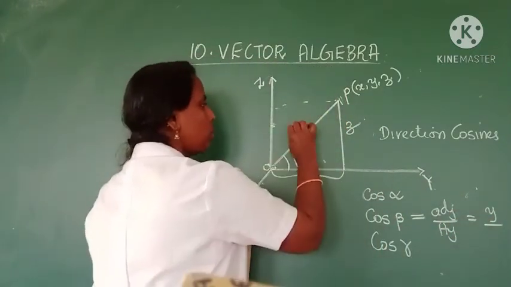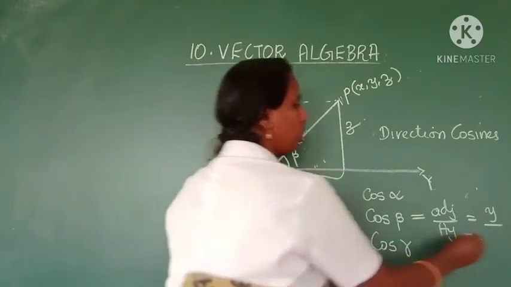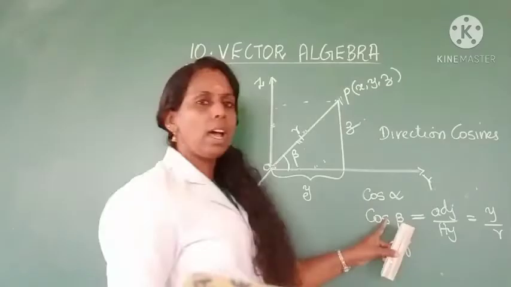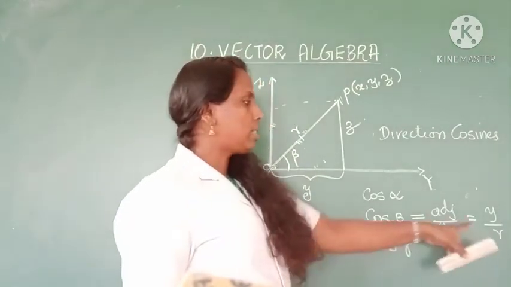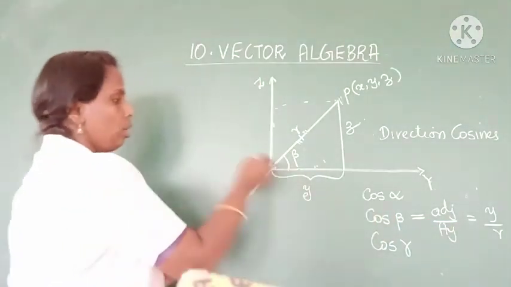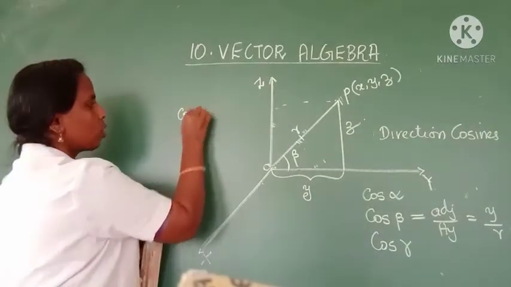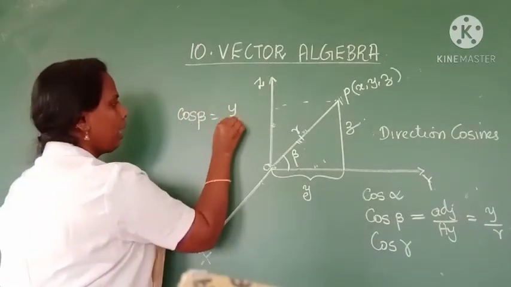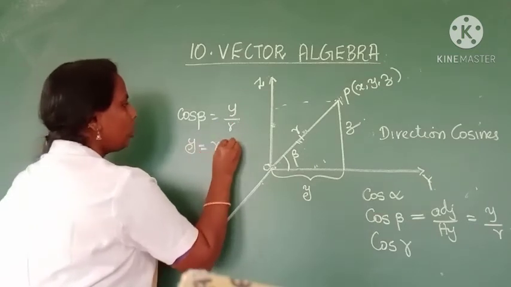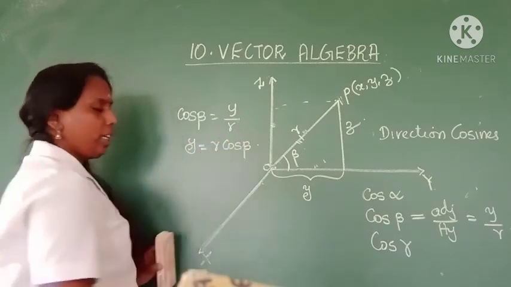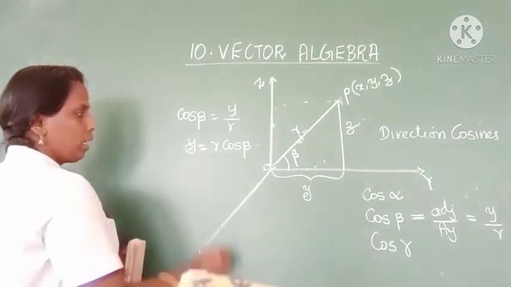What is the hypotenuse? It is the position vector r. So cos beta is equal to y by r. From here, y equals r cos beta.